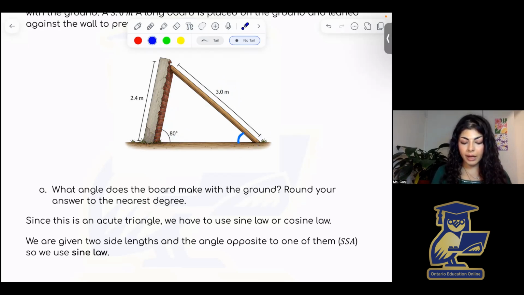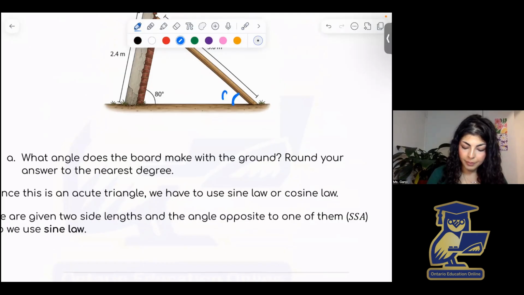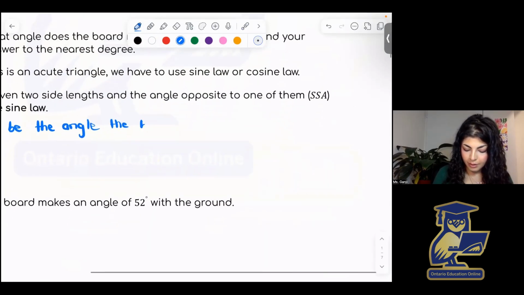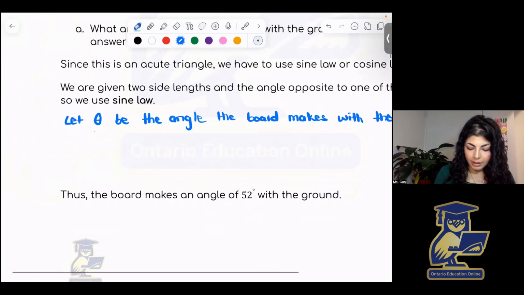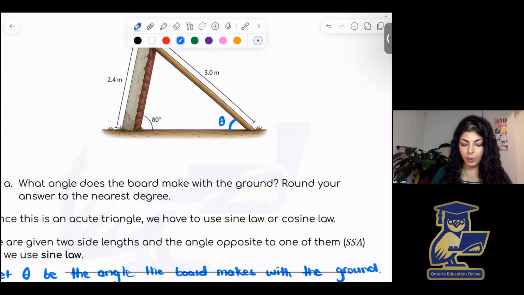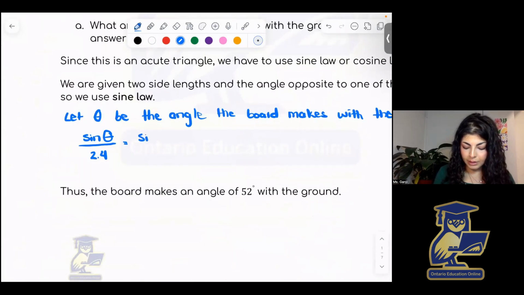And because I'm solving for this angle and I have its opposite side length as well, then I can just apply sine law. So from here, I will have to define this angle, so let's put that as theta. So let theta be the angle the board makes with the ground. So then, sine of theta over, and again, I use the sine in my numerator because that's the one I'm solving for, over 2.4, which is its opposite side length. And here we have it equal to sine of 80 degrees over 3, and these are meters.